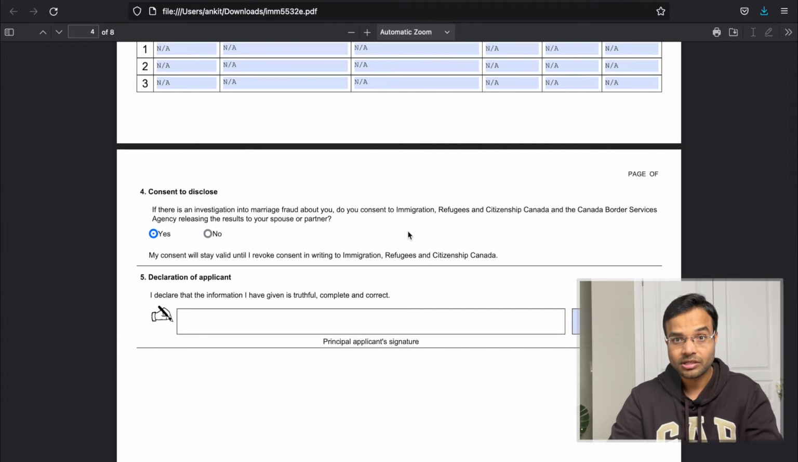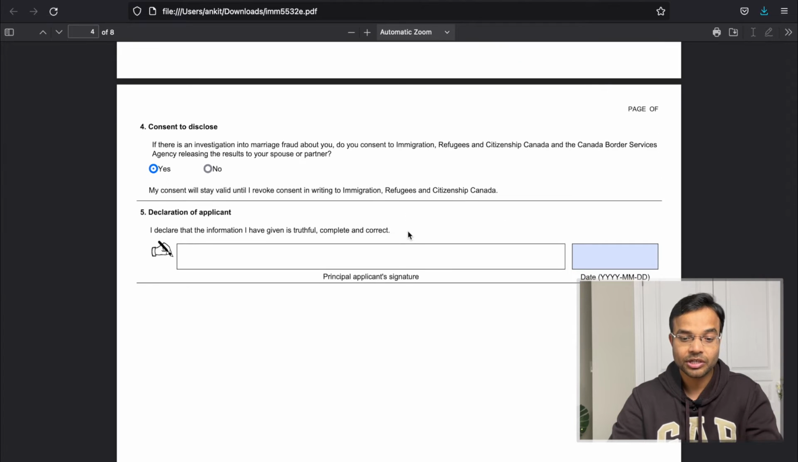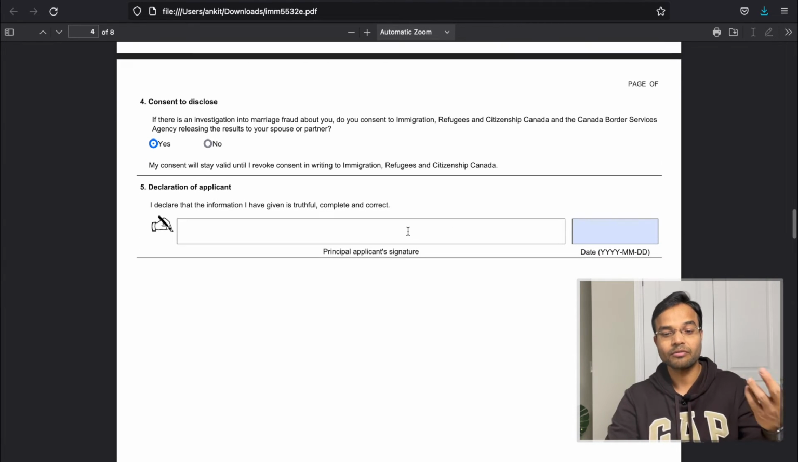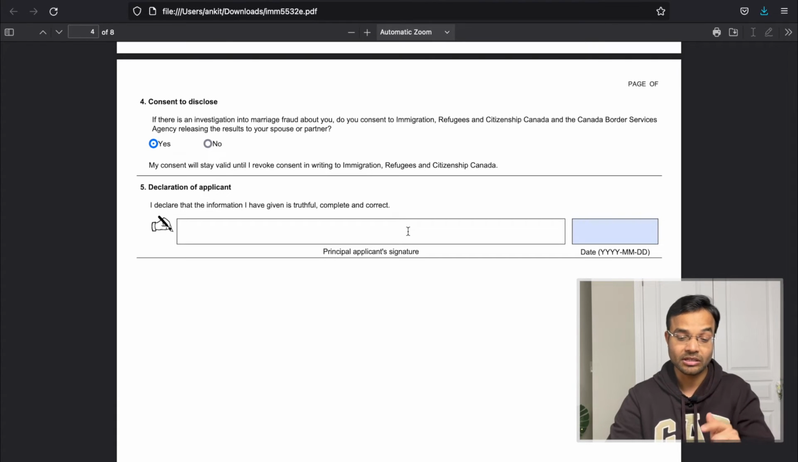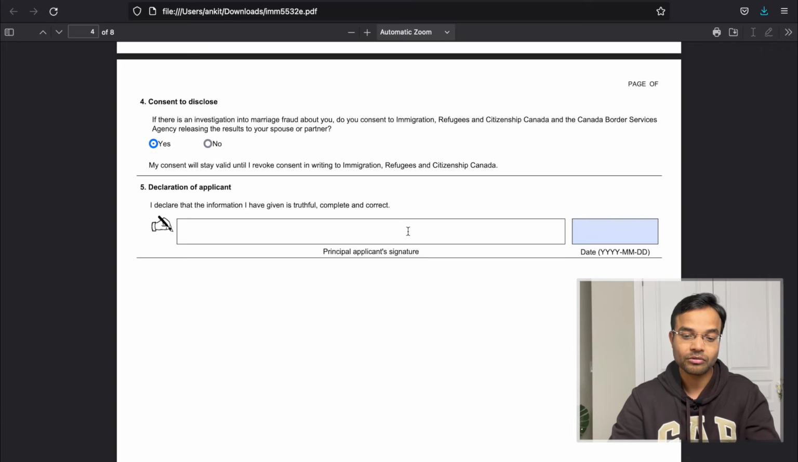The next question is consent to disclose. If there is an investigation into a marriage fraud about you, do you consent to IRCC providing the information and sharing the results with your partner or the spouse? In this case, it's the sponsor. We selected yes. I really do not know why you would select no, but select yes.